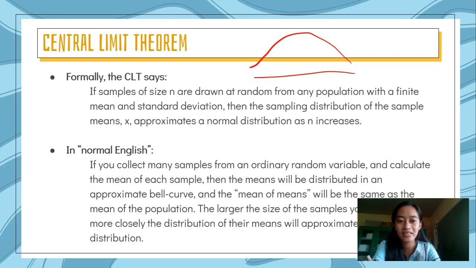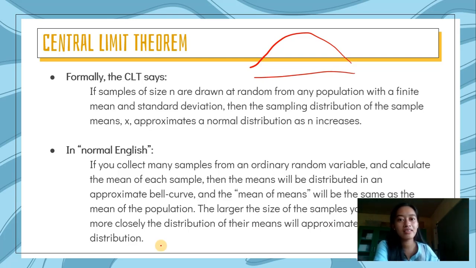So in normal English, if you collect as many samples from an ordinary random variable and calculate the mean of each sample, then the means will be distributed in an approximately bell curve, and the mean of the means will be the same as the mean of the population. So the more that we do our samples, the more that we can mirror what it could actually be like in a population. So the larger the size of the samples you collect, the more closely the distribution of their means will approximate a normal distribution.